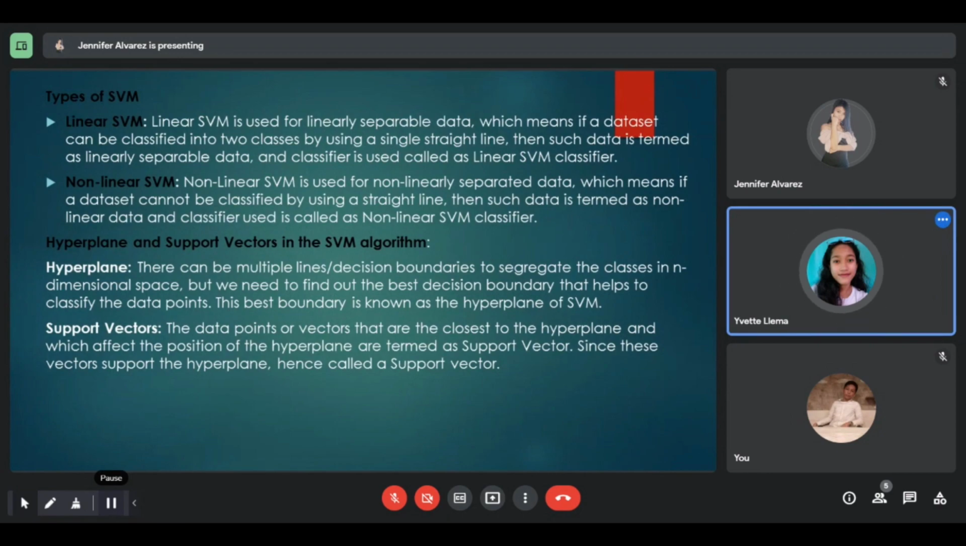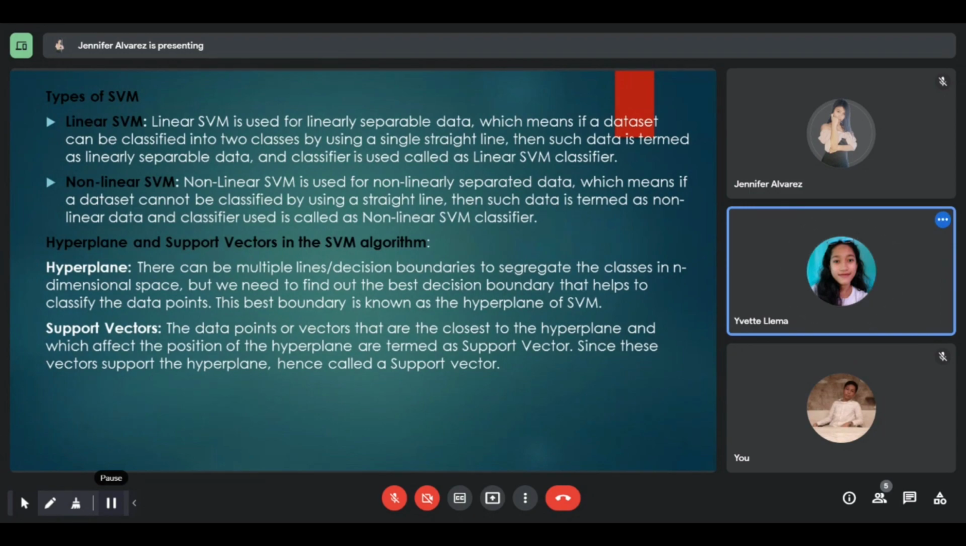Types of SVM: linear and nonlinear SVM. First, linear SVM is used for linearly separable data, which means if a dataset can be classified into two classes by using a single straight line, then such data is termed as linearly separable data, and the classifier used is called a linear SVM classifier.